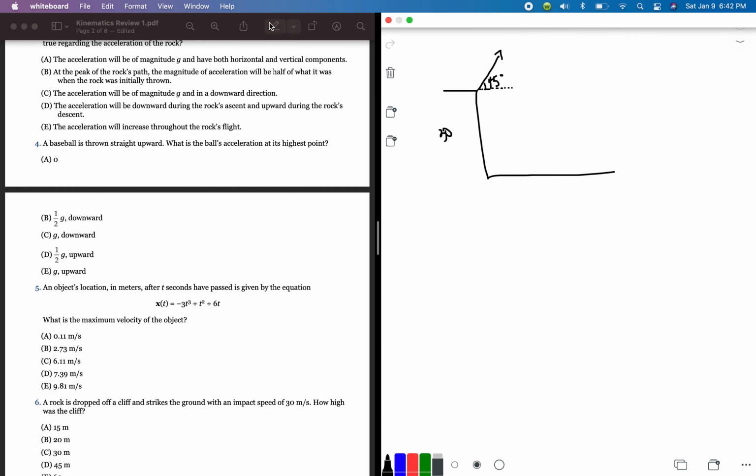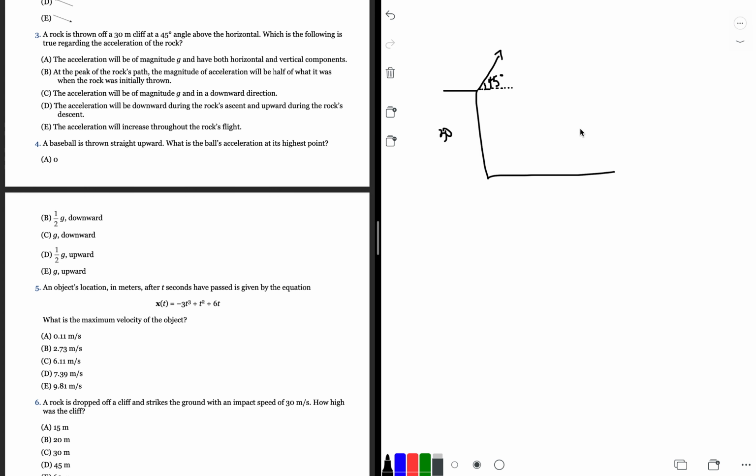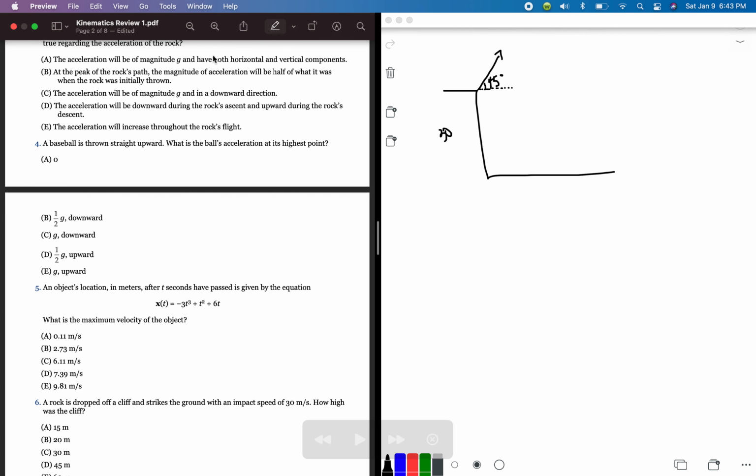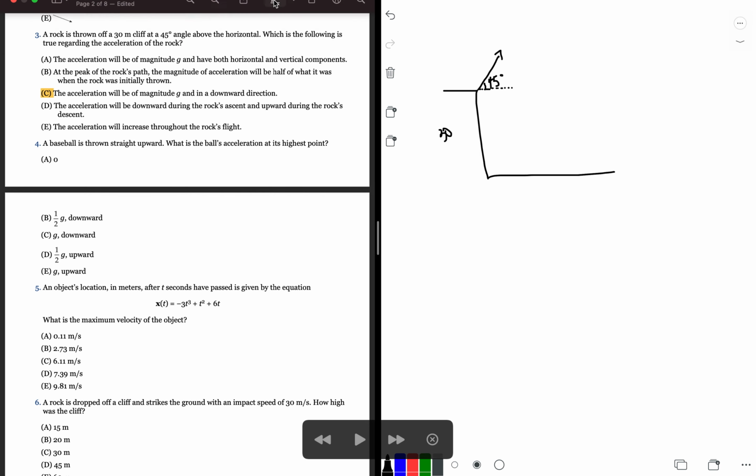D, we'll look at the other two. The acceleration will be downward during the rock's ascent and upward during the rock's descent. No, that's not true, because we know that the acceleration is constant, and we also know that its direction does not change. And then E, the acceleration will increase throughout. Nope. So it's C. Okay, that's the only one that's true.